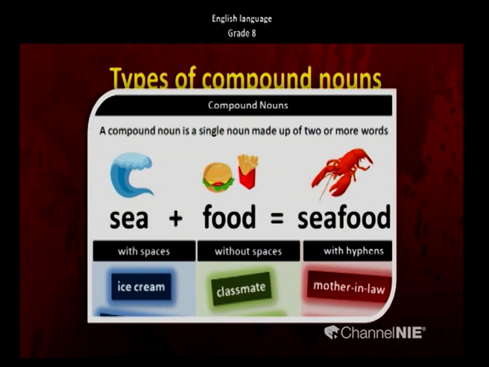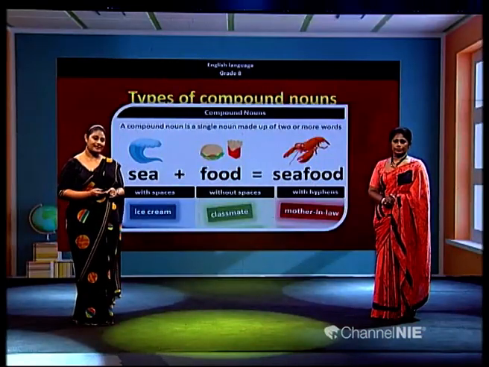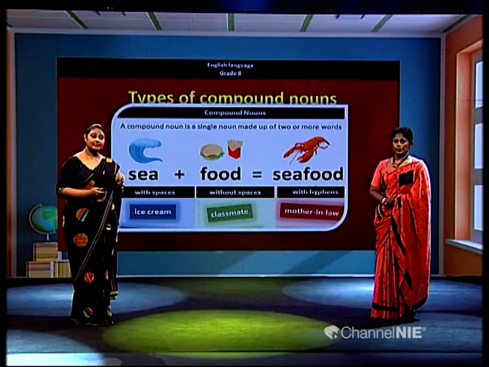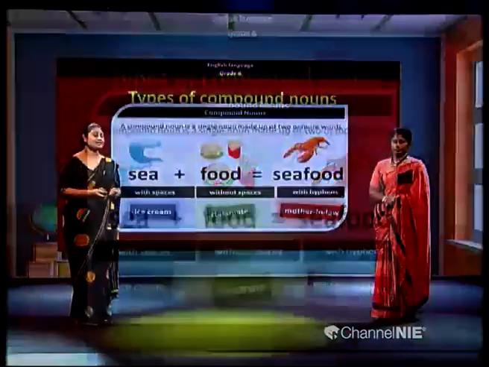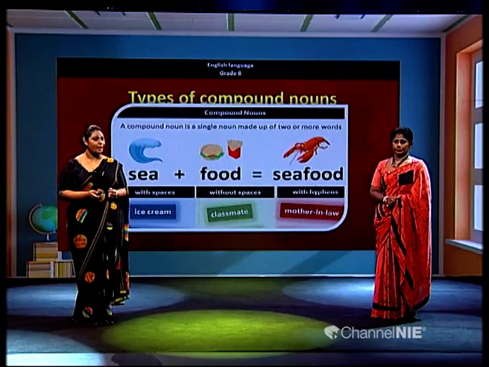Look at the board, you have classmate. Class and mate together is a compound noun, a friend in your class, classmate. So you don't have a space there. All right, children, the third type of compound nouns are with a hyphen or with one or more hyphens, right? Look at the word mother-in-law. Mother-in-law is written with hyphens, three words together to form this compound noun.